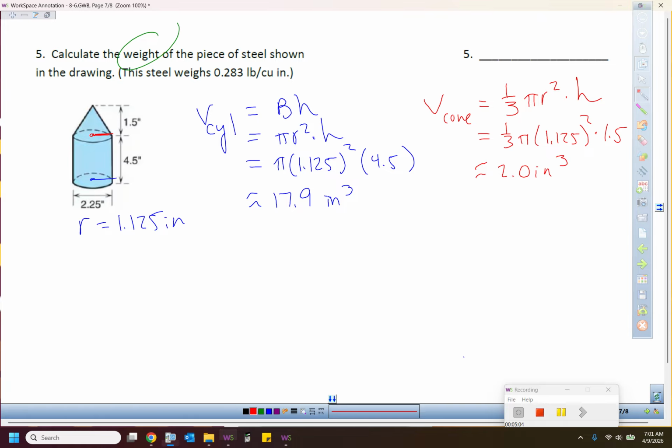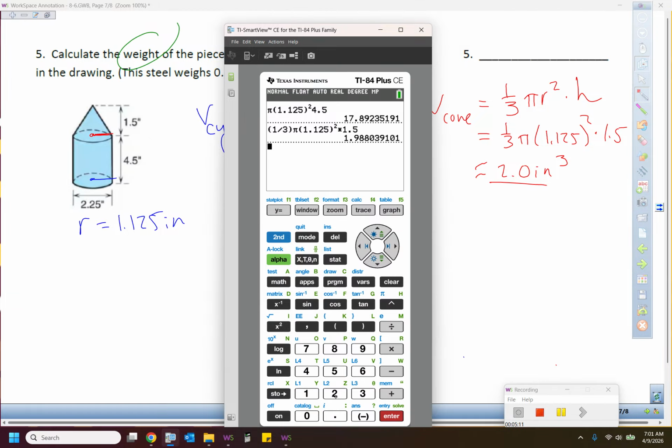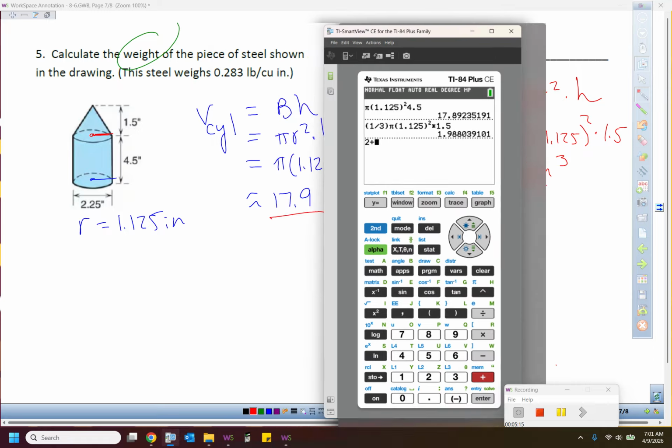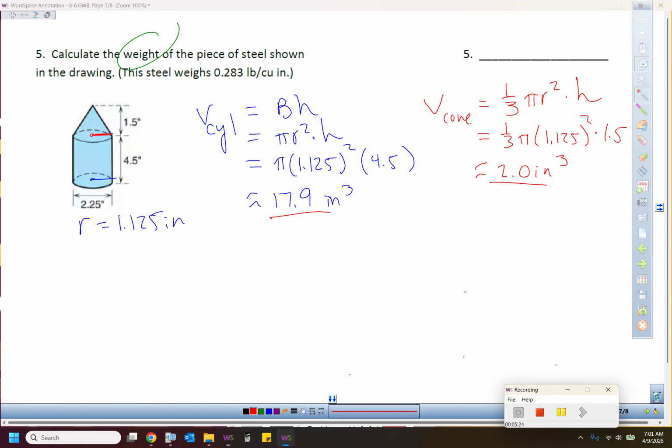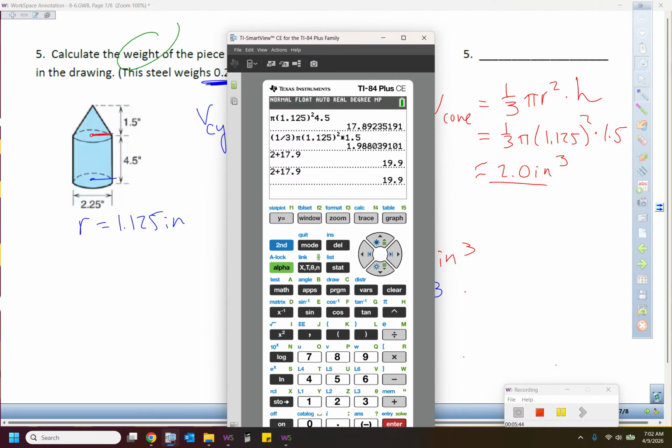And then we just add these together, so we can use the rounded numbers. We'll be okay on that. So 2.0, which I'll just do as 2, plus 17.9 for a grand total of 19.9. So the volume of the total is about 19.9 inches cubed. But they didn't ask that. They asked how much does it weigh. Well, this steel barely weighs anything per cubic inch, so we just take that times the 0.283. So I'll do 19.9 times 0.283.